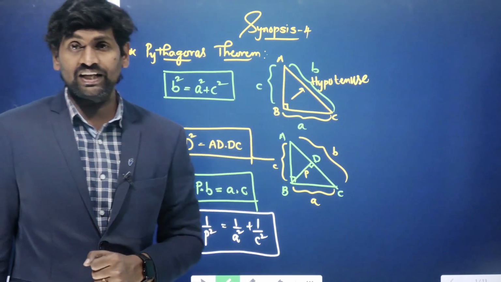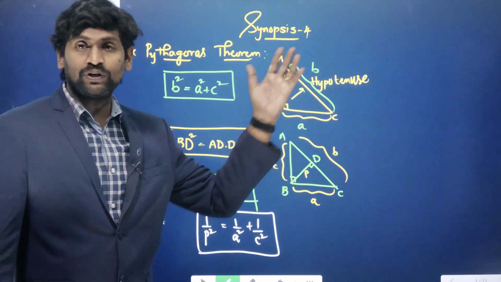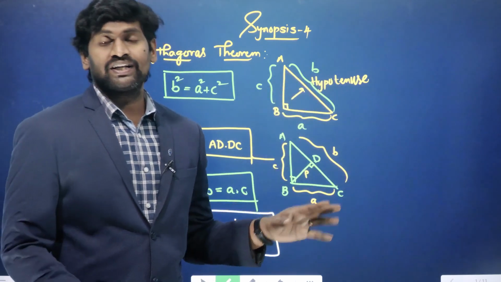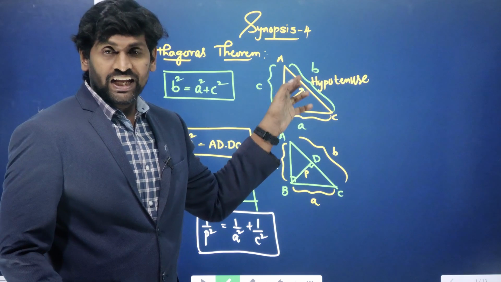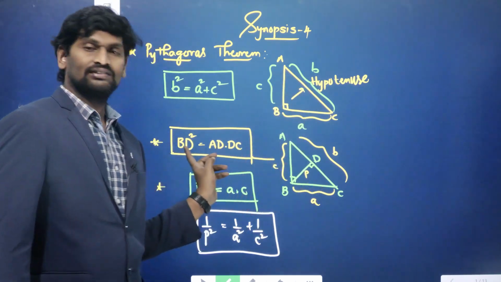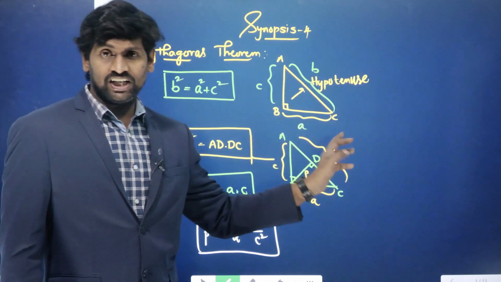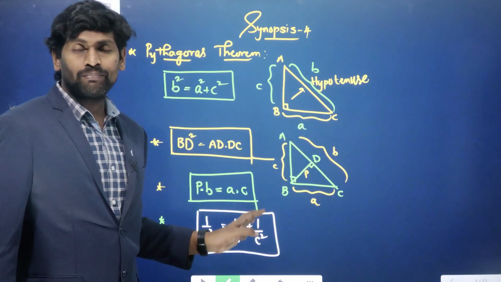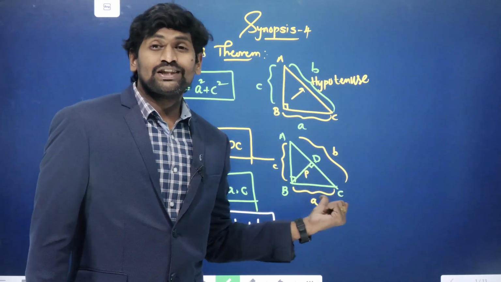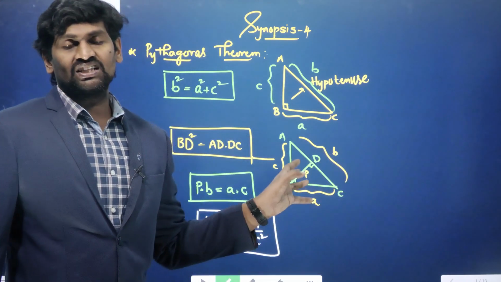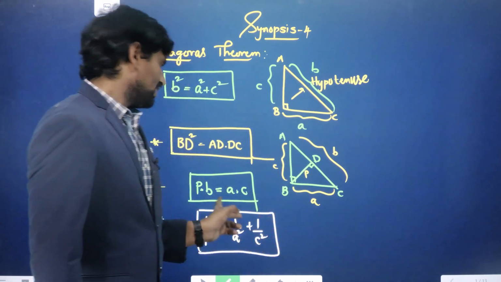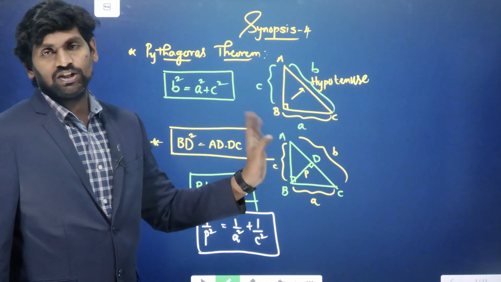From the right angle triangle, by using the Pythagoras theorem, first one: hypotenuse square is equal to side square plus side square. The second property: BD square equals AD into DC. Last one: 1/p² = 1/a² + 1/b², where p is the length of the perpendicular, and a and b are the remaining two sides except the hypotenuse. Also we can take p into b equals a into c.